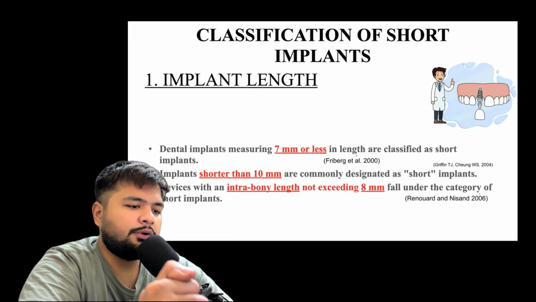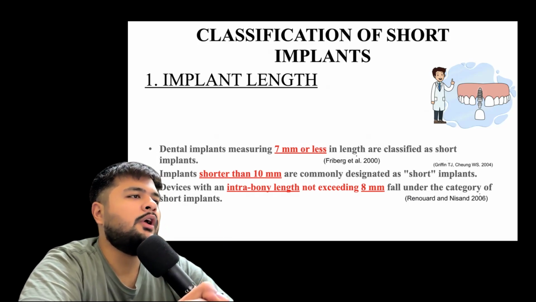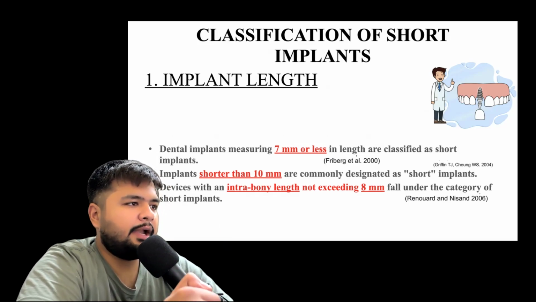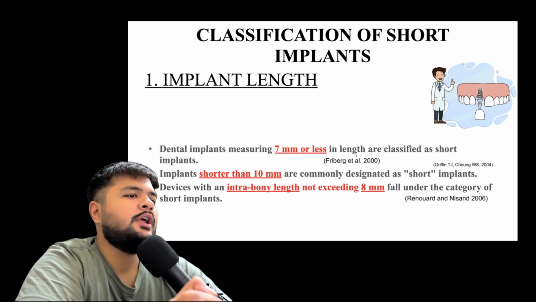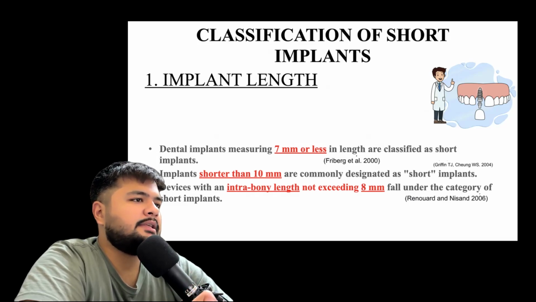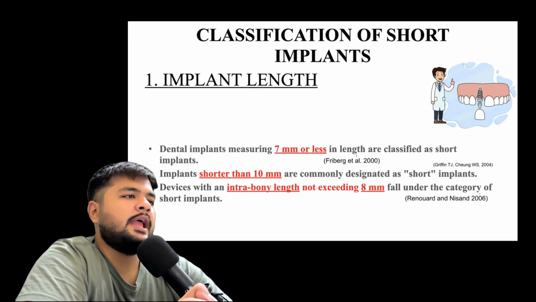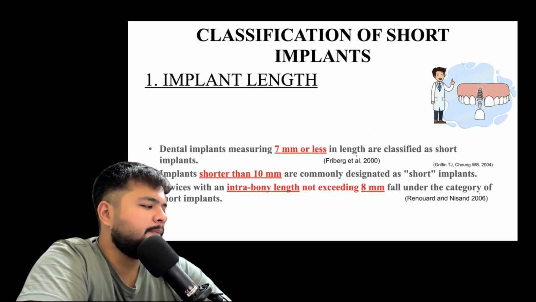But now, according to all the recent classifications I have read for you, 7 to 8 was finally decided as the length of short implants, and the ones less than 7 were described as extra short implants. I have included both the short implants and extra short implants in this PPT.